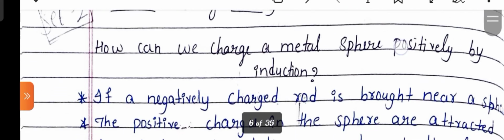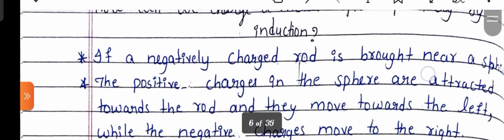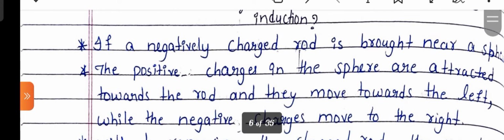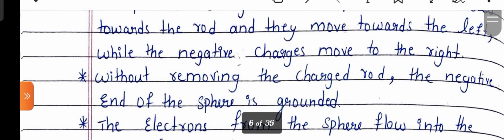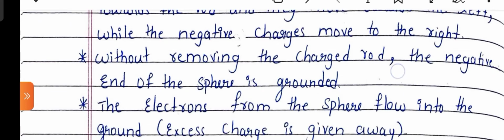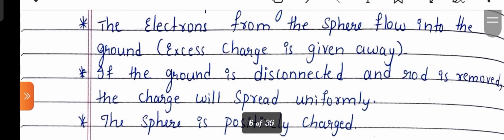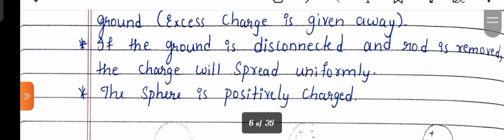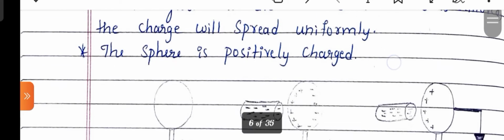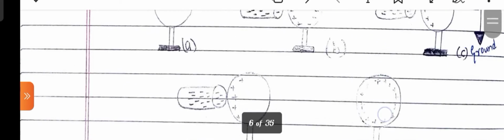If a negatively charged rod is brought near the sphere, the positive charges in the sphere are attracted towards the rod and move towards the left, while the negative charges move to the right. Without removing the charged rod, the negative end of the sphere is grounded, and the electrons from the sphere flow into the ground. If the ground is disconnected and the rod is removed, the charge spreads uniformly and the sphere is positively charged. Whatever I have told, the same.